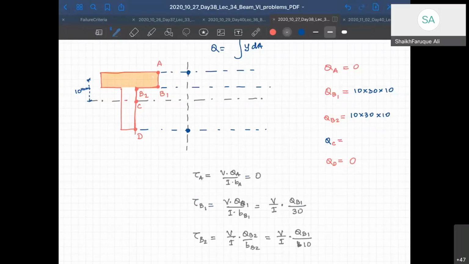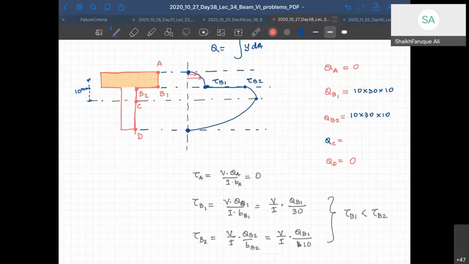So this says tau at B1 is much smaller than tau at B2, and there are other things you can find out. What happens here is it is 0 here, then let's say this is your tau at B1. It will go parabolically like this, and then jump to a value which is tau at B2, and then go to the maximum at the neutral axis, and then drop down. So that's your shear stress diagram for this T section.